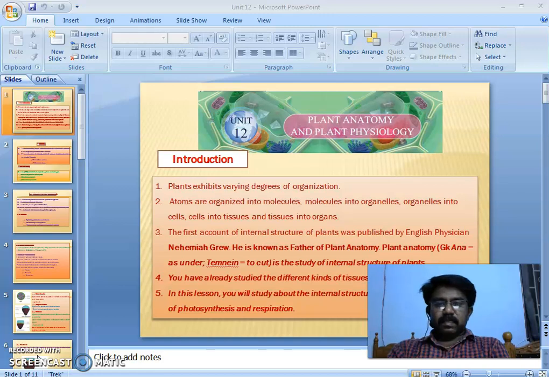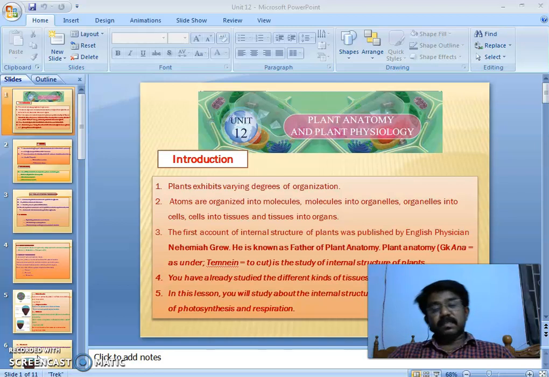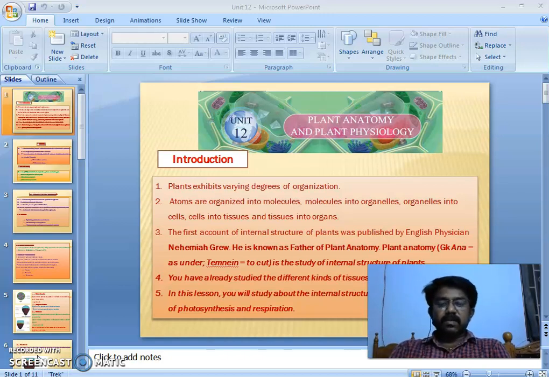Now we are discussing plant anatomy and plant physiology, right? First of all, we are discussing plant anatomy and plant physiology. Introduction. Plants exhibit varying degrees of organization. Atoms are organized into molecules, molecules into organelles, organelles into cells, cells into tissue, and tissue into organs.